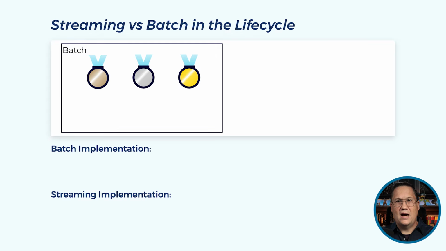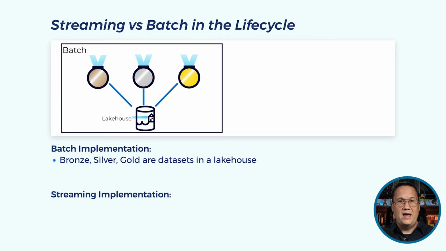Finally, let's consider how streaming versus batch processing affects the entire lifecycle. In batch implementations, the bronze, silver, and gold layers are typically datasets stored in a lakehouse. The advantage to this approach is that it gives us static, queryable data that's easy to analyze and understand.